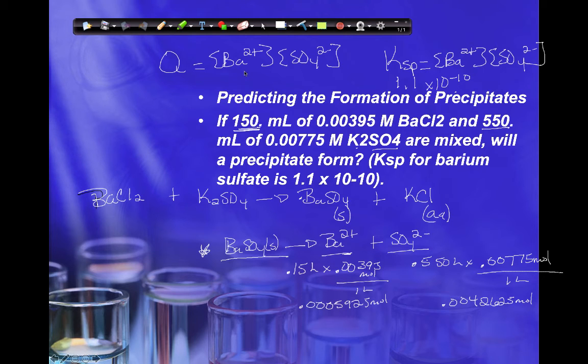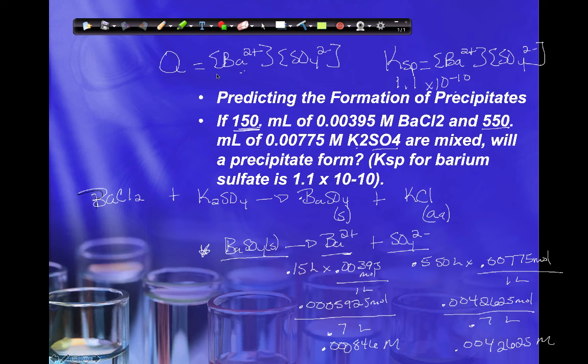In order to plug numbers into this, it has to be a concentration. So now we're going to divide this by the new volume of 700. So now my molarity here is 0.000846. And this one is going to be 0.0042625. Okay, so now I've got those values.